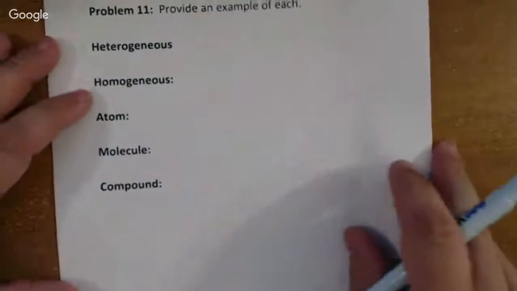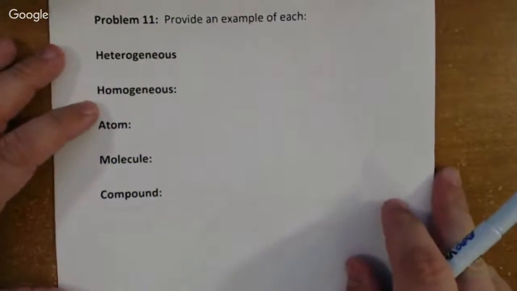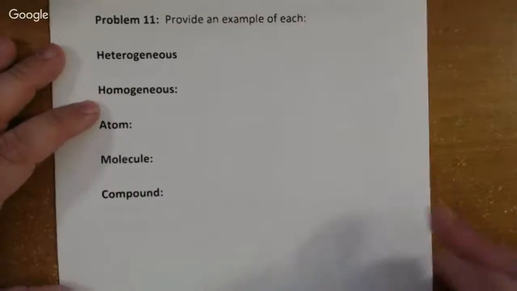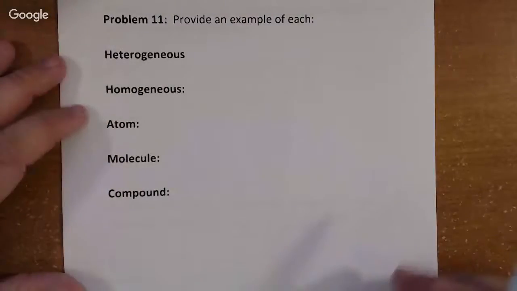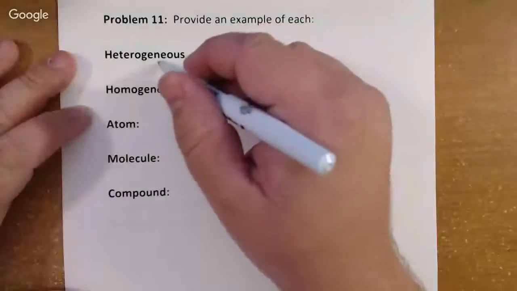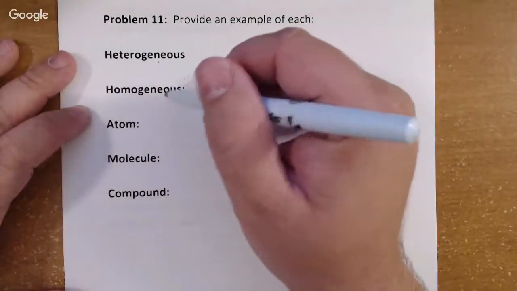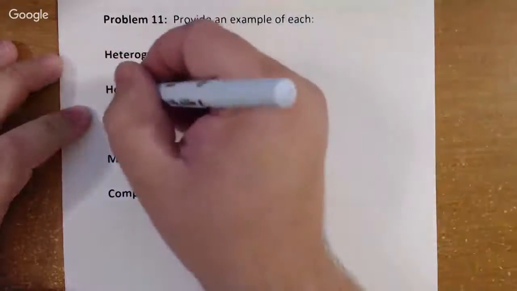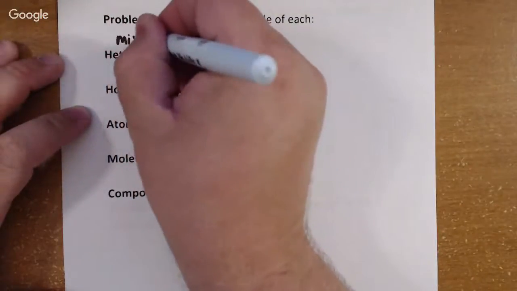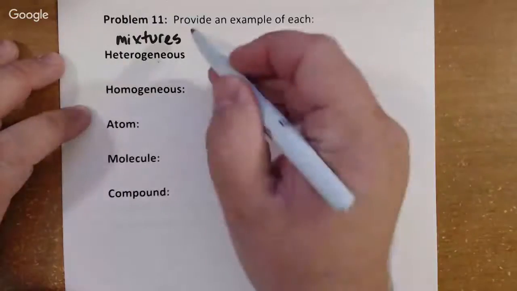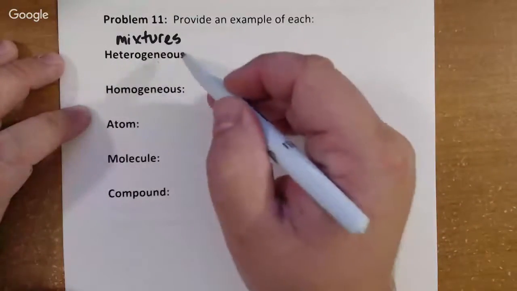Problem 11. Let's provide an example of each of these. We'll hit them one by one, and we'll do the definitions as we go along. So heterogeneous versus homogeneous, these are both types of mixtures. And mixtures contain 2 or more substances.